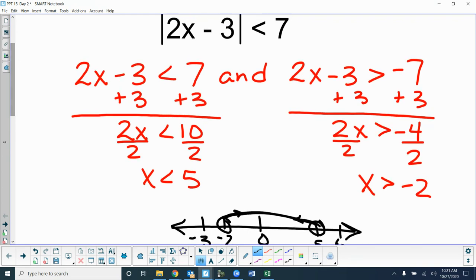Any number less than -2, including -2, actually, -2 or less, or 5 or bigger, if I put it in there, it won't work. Because if I put 5 in there, I get 7. What's the absolute value of 7? Absolute value of 7? 7. Is that less than 7? No. Right?